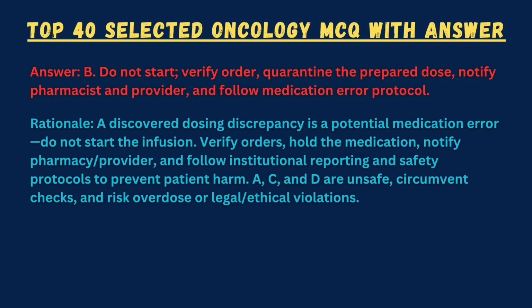Notify pharmacist and provider. And follow medication error protocol. Rationale. A discovered dosing discrepancy is a potential medication error. Do not start the infusion. Verify orders. Hold the medication. Notify pharmacy/provider. And follow institutional reporting and safety protocols to prevent patient harm. A, C, and D are unsafe, circumvent checks, and risk overdose or legal or ethical violations.